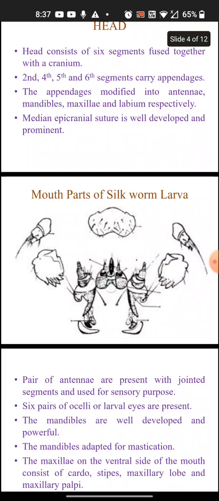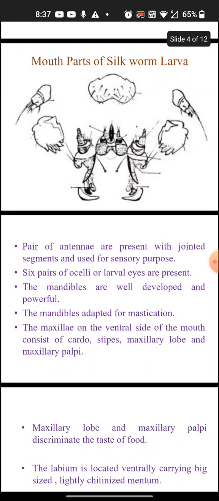Mouth parts of silkworm larva. The mouth parts contain a pair of antennae with jointed segments, used for sensory purpose. 6 pairs of ocelli or larval eyes are present. The mandibles are well developed and powerful.